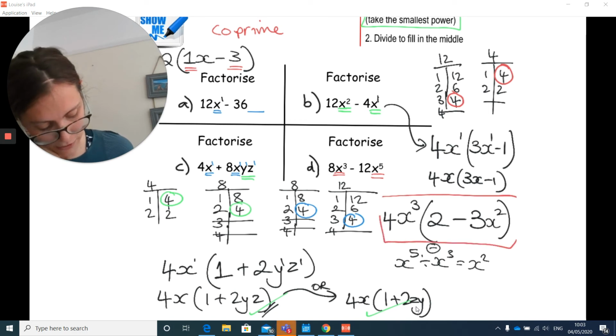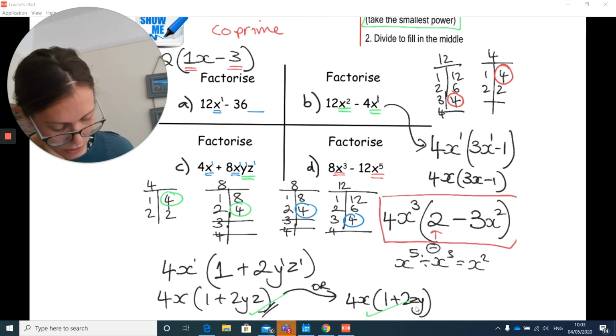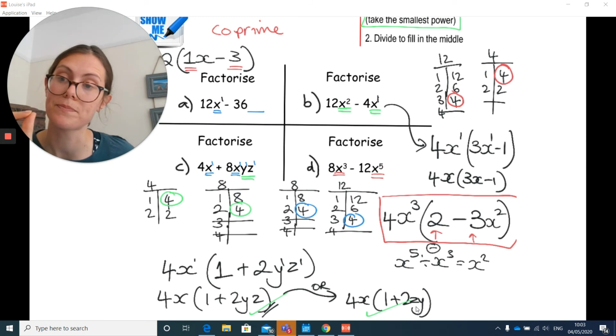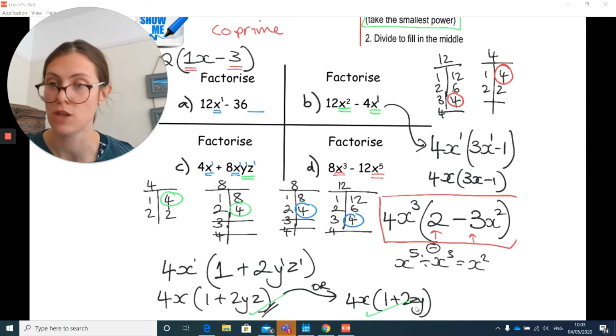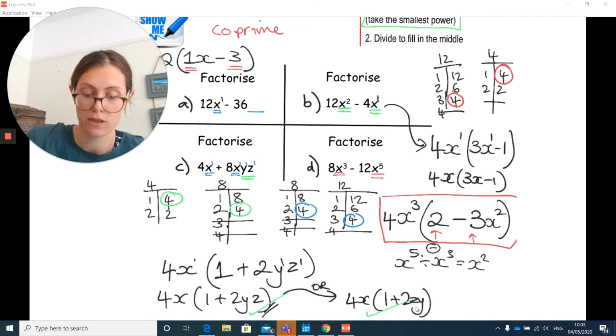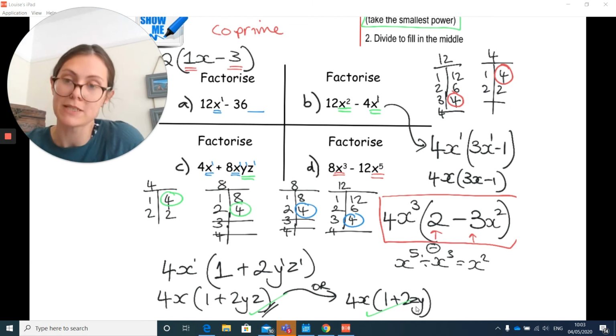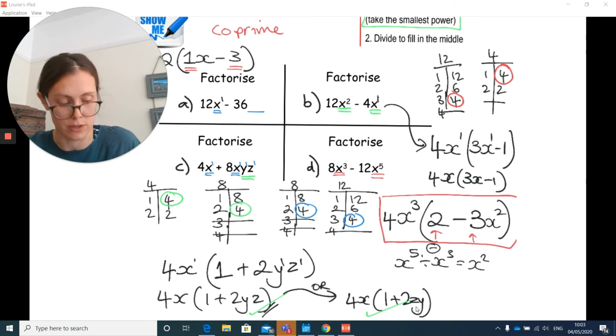So again, just like we did the first question, I look at these two numbers, 2 and 3. Are they co-prime? Are there any factors that both those numbers share? No, so I know I've factorised it fully. Okay, so hopefully that's been some good practice of factorising, especially when we're looking at those numbers.